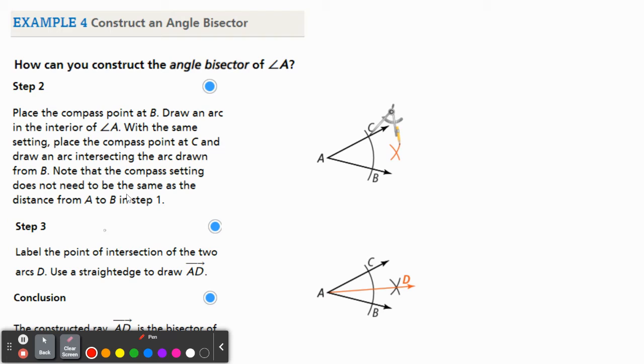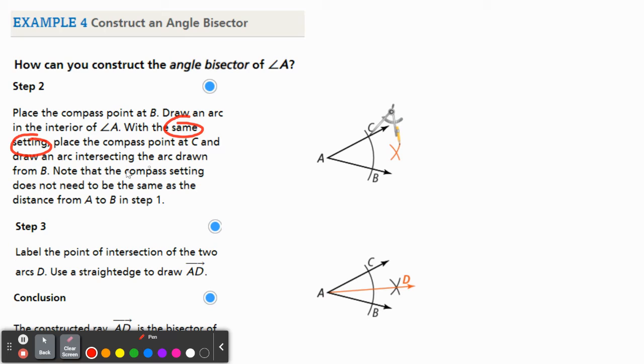Now it says place the compass point at B, draw an arc in the interior of angle A. So put it on B and draw one arc. And then with the same setting, so at that point you have to keep the same setting, you're going to do the same thing on C, and that's going to create these two arcs.